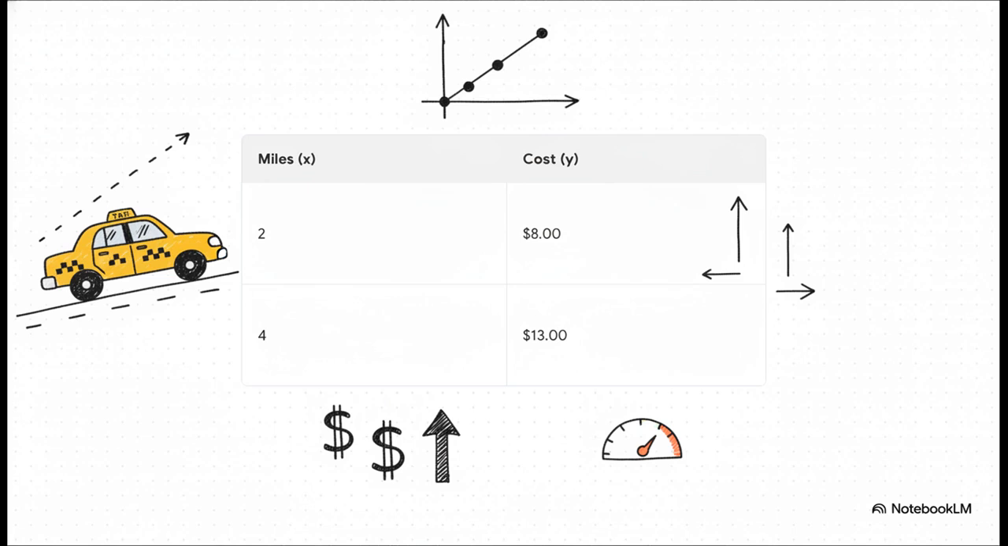To compute the slope, we find the difference in our cost, the vertical change, and divide it by the difference in our miles, the horizontal change. The cost goes from 8 to 13, which is an increase of exactly $5. The distance goes from 2 to 4, so an increase of 2 miles. $5 divided by 2 miles gives us our constant rate of change, $2.50 per mile. Boom! We just calculated slope using nothing but basic subtraction and division.